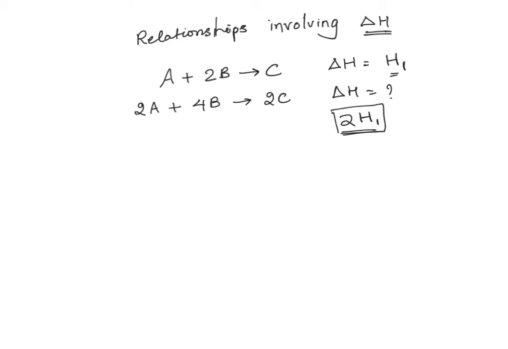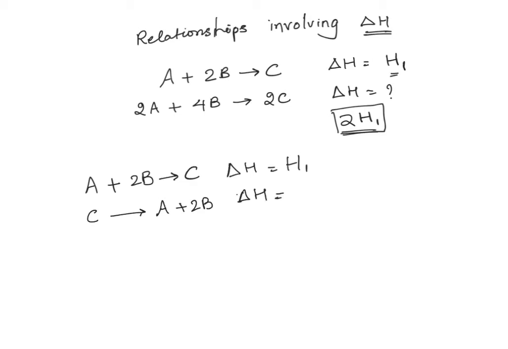If a chemical reaction is reversed, for example, if we had the same reaction, considering A plus 2B yields C, delta H is H1. What would be the delta H for C yields A plus 2B? Delta H in this case will be negative H1. So if the reaction gets reversed, the sign of delta H gets flipped.